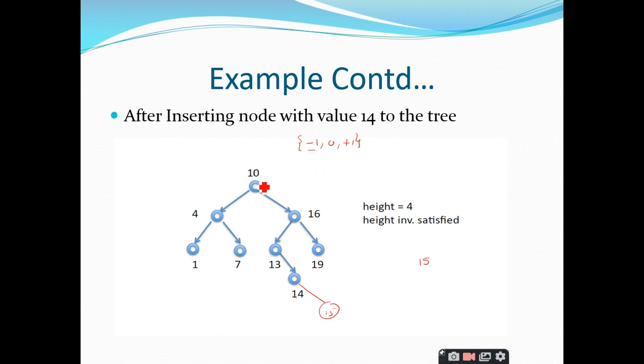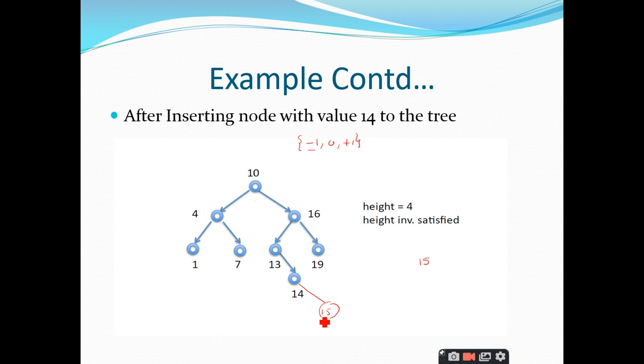Compare 15 with 10, greater than, go to its right hand side. Compare 15 with 16, less than, go to its left hand side. Compare 15 with 13, go to its right hand side. Compare 15 with 14, greater than, go to its right hand side. Here I have created a node and added it as 15. Is it clear up to this point? Yes, sir.